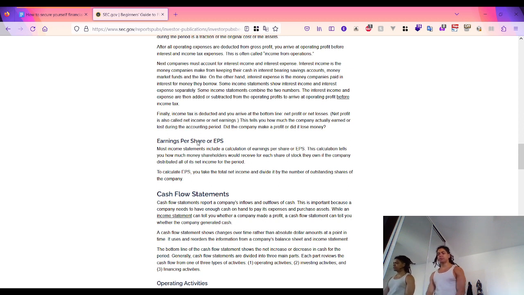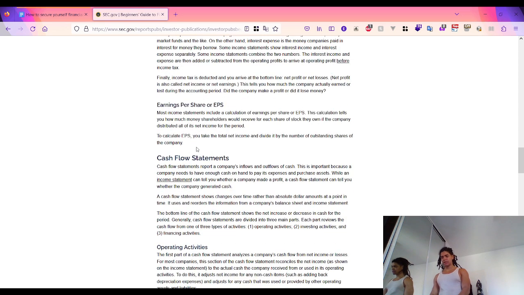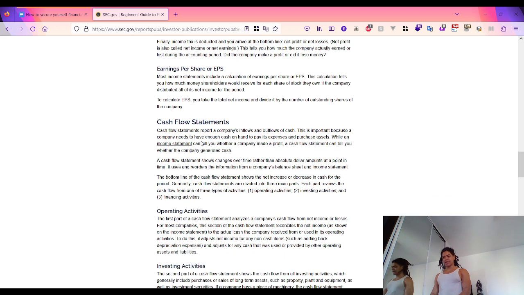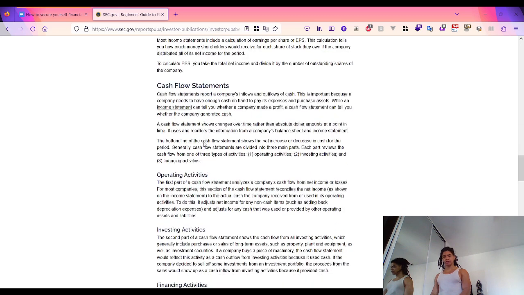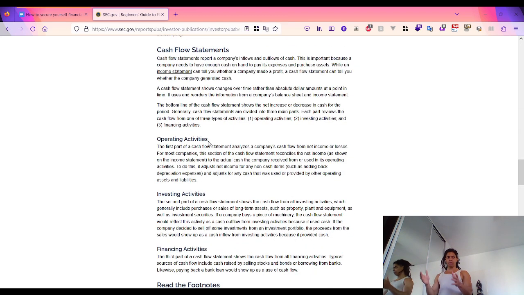They mention here the earnings per share. It's a calculation that tells you how much money the shareholders will receive for each stock they own if the company distributes all of its net income, or net earnings, net profit. So to calculate EPS, you take the total net income and divide it by the number of outstanding shares of the company.